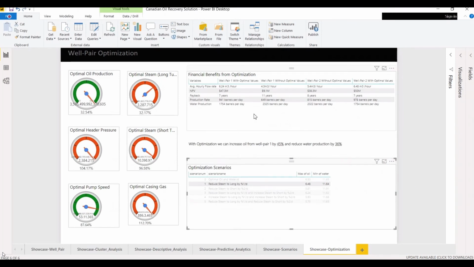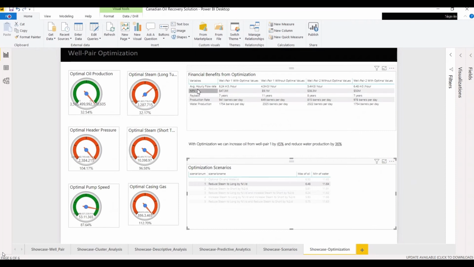On the top table, you're seeing the average hourly flow rate of oil coming out of this well. So in this particular scenario, by reducing steam in the long tubing by 1%, we can see that the average flow rate with optimal variables is 6.24 cubes per hour. Water is 4.3 cubes per hour. What does this result in net present value for this particular well pair? And by the way, we have well pair 2 as well.